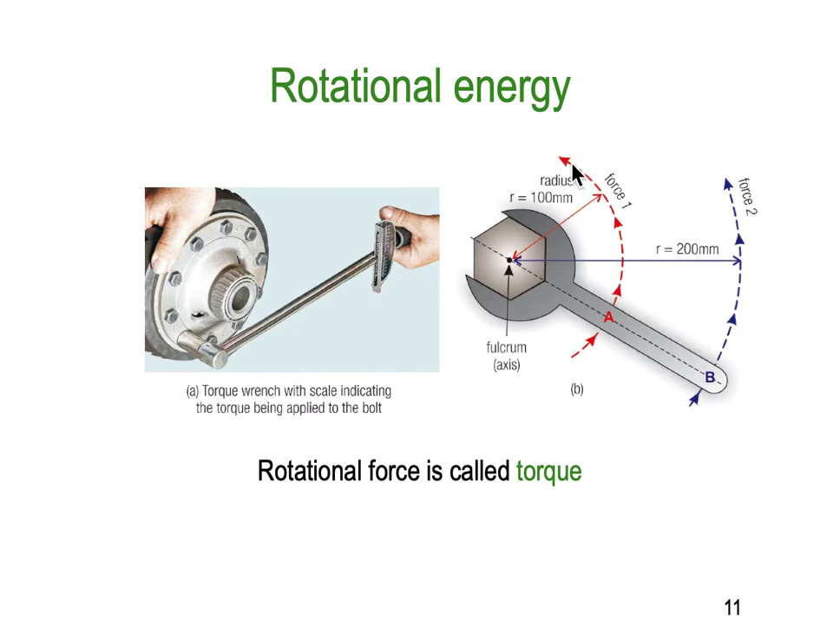I've got a force of one at 100 millimeters radius, but at 200 millimeters radius, I've got a force of two. I've doubled the force. So this fulcrum effect, or this leverage effect, is how spanners work. The longer the spanner handle, the more force you can apply.